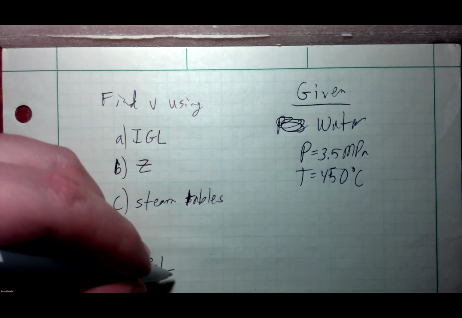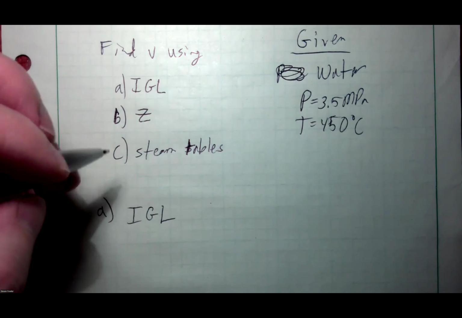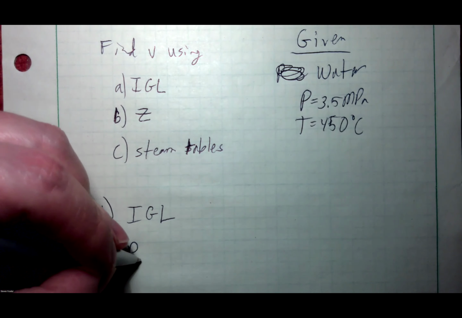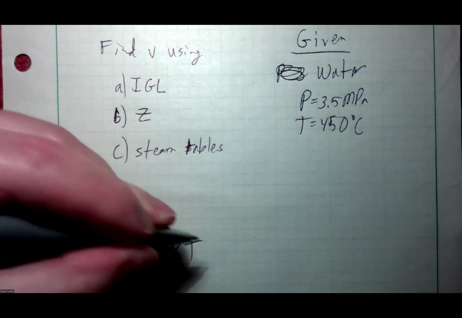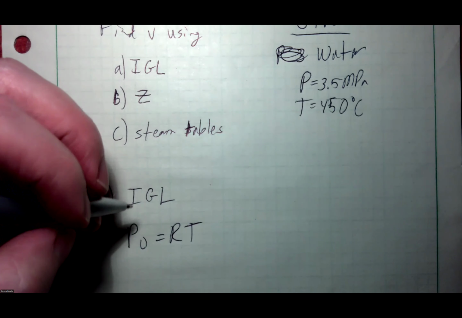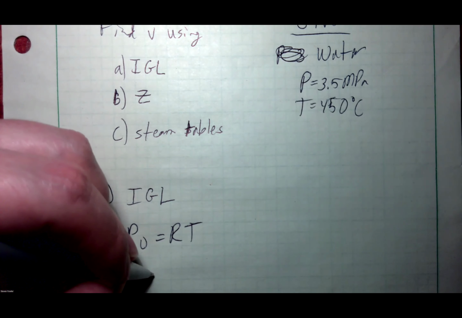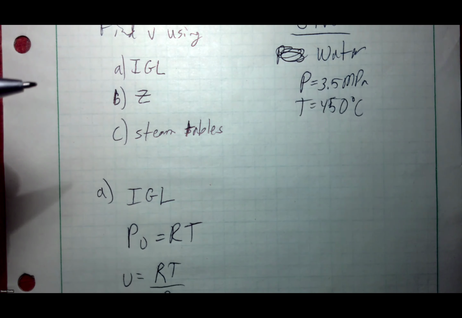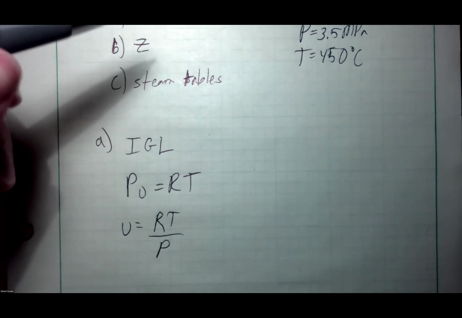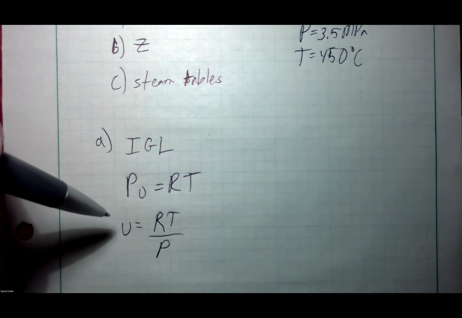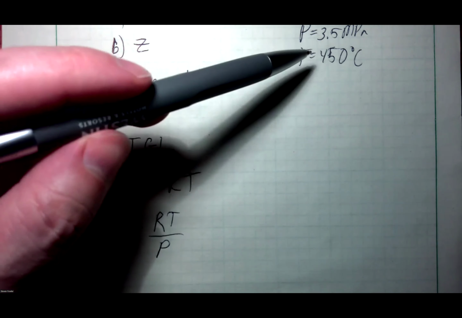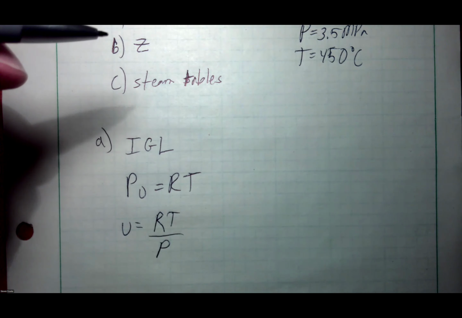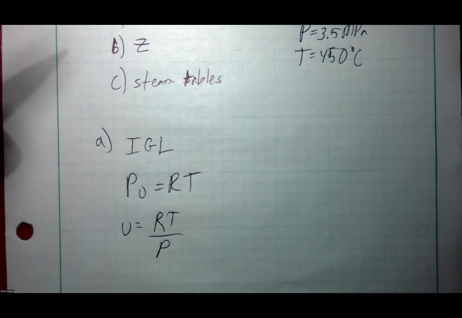So using ideal gas law, where do we start? We're looking for v, and they want me to use the ideal gas law, so we're going to start there. That is P v equals RT, and so that means v equals RT divided by P. How many equations do I have? I've got one equation here. How many unknowns? Well, I know both temperature and pressure. I don't know the R value. So one equation, two unknowns. I need to find another unknown.